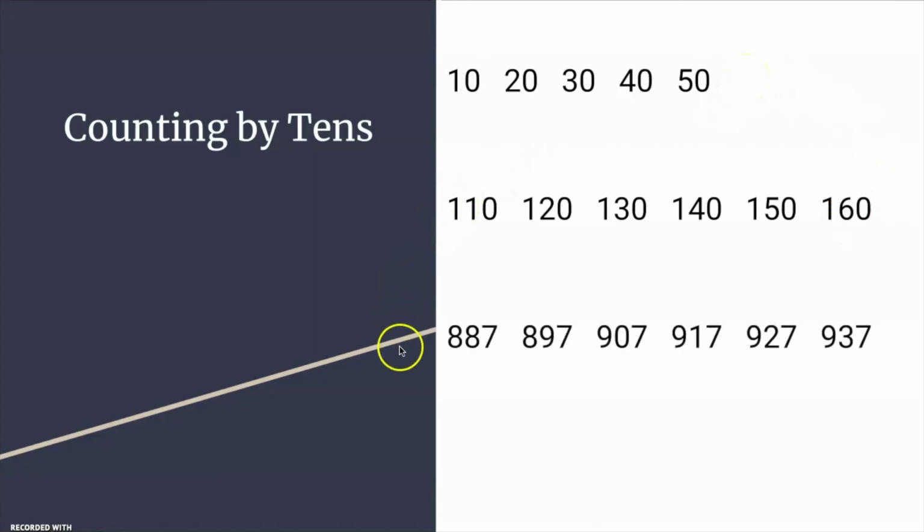For this last one, we're still going up by tens. 887, 897, 907, 917, 927, and 937. So we see that the last number always stays the same if we're going up by tens.